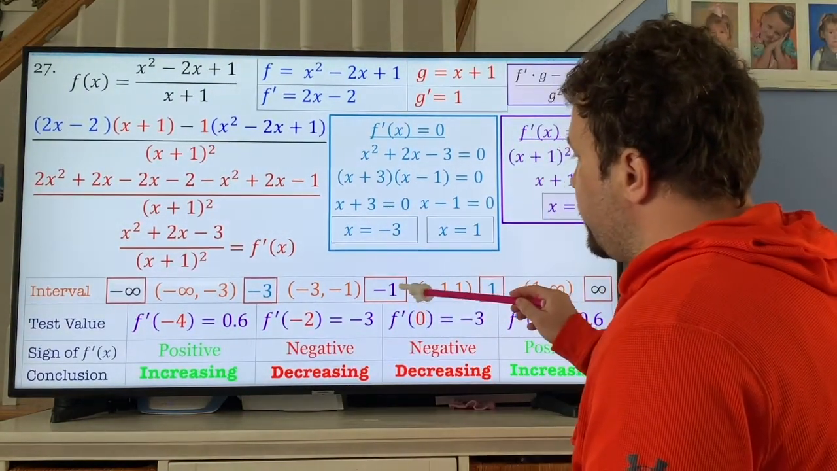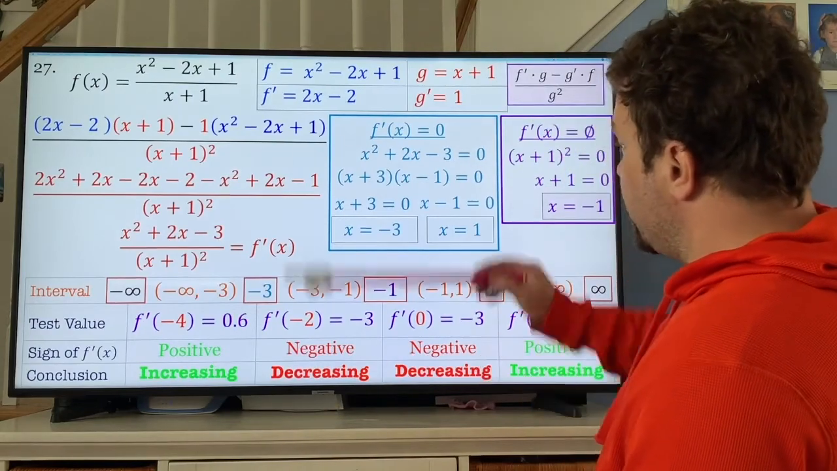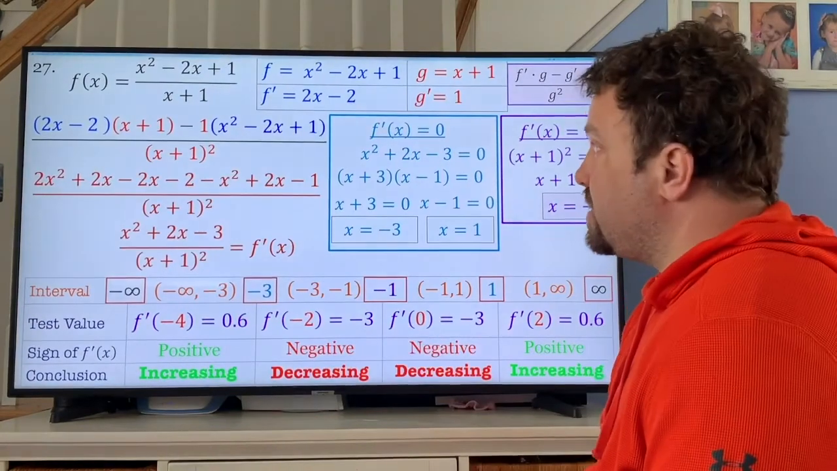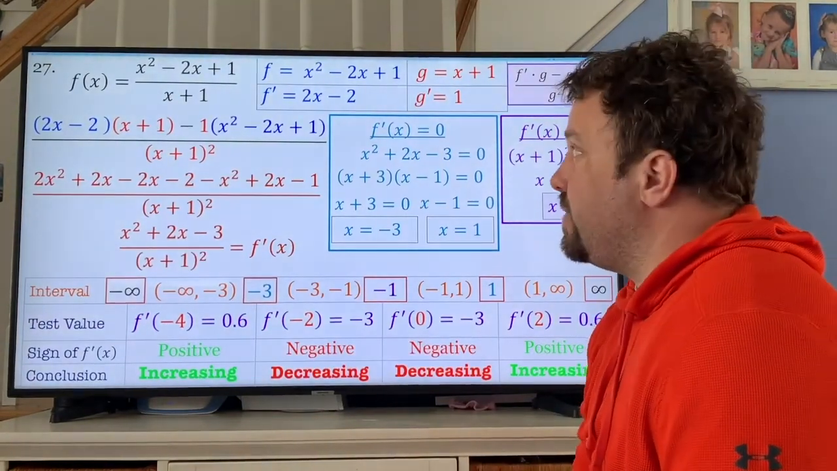Negative 1 is actually an asymptote. And then it goes down and up. All right, and that is your graph. And that's the end of this, and then we'll continue on with increasing functions.